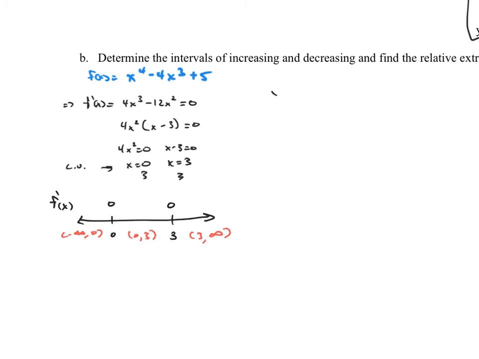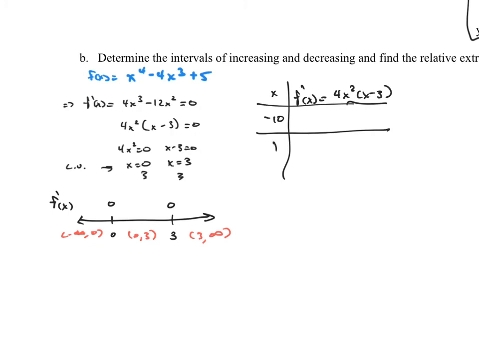Why do we care about that? Because we need test points, and we need to plug them into the derivative. Again, the derivative factored was 4x squared times x minus 3. I need some number less than 0, how about negative 10? Some number between 0 and 3, how about the number 1? And some number bigger than 3, how about the number 10? I'm plugging these into the derivative, looking at the value of each factor.